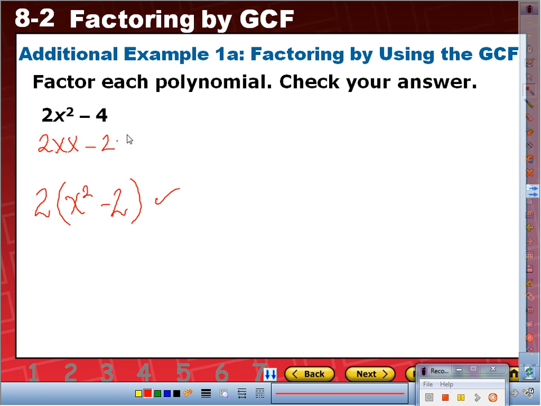2 times 2. Are we there so far? So what is common here and here? What do they have in common? 2. That's how we get this number. What's left? X squared. Here we have the minus and the 2. That's how you get that.